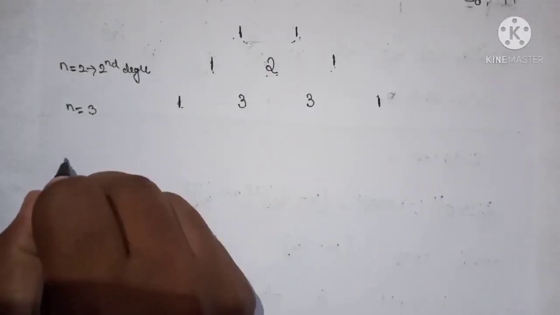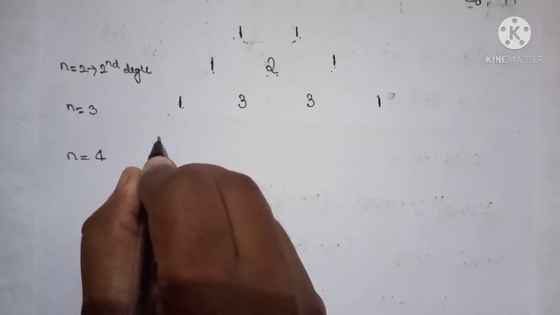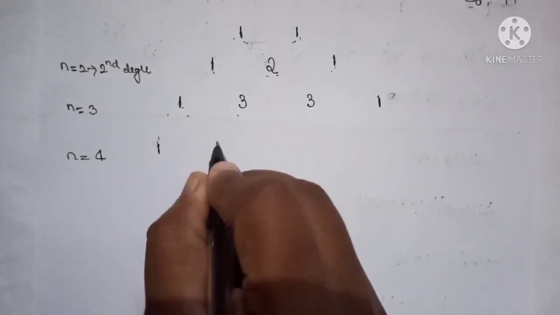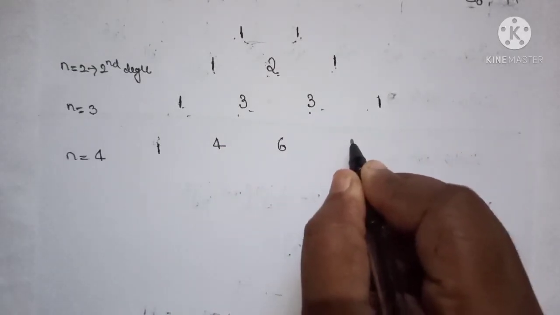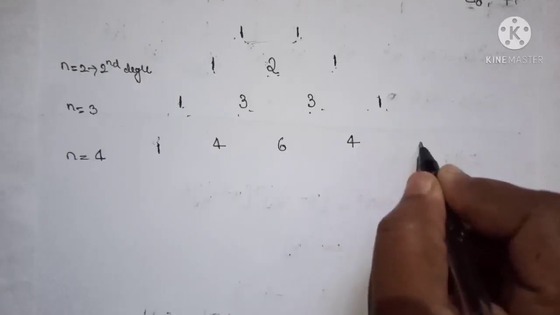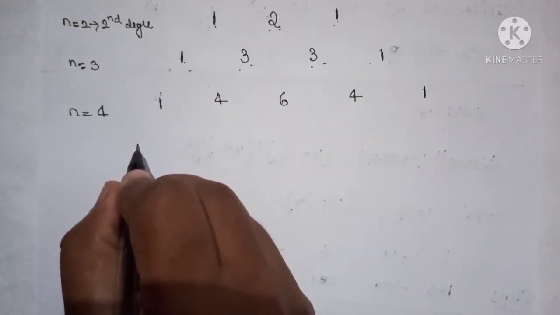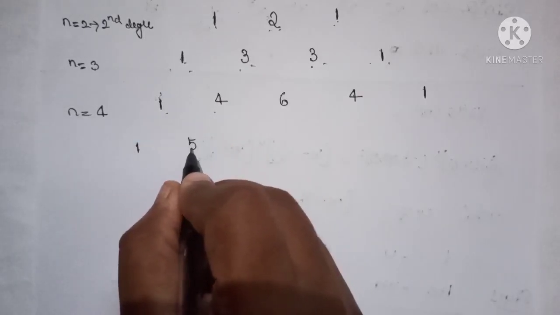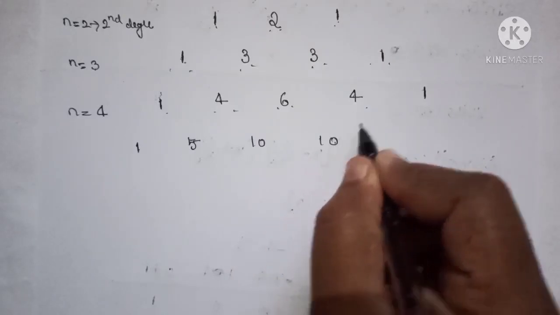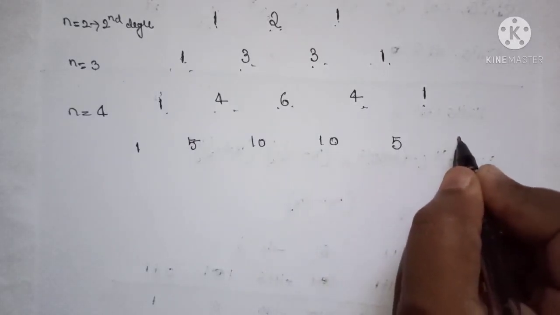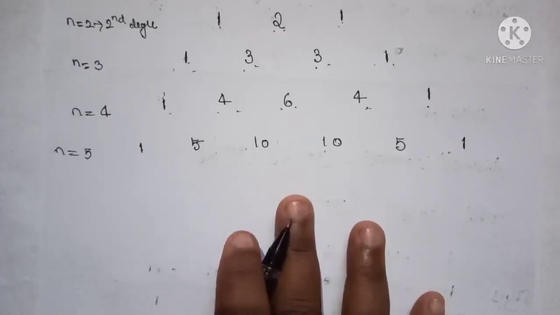For n equal to 4, we write again 1 as it is. 1 plus 3 equals 4, 3 plus 3 equals 6, 3 plus 1 equals 4, and 1 as it is. Next, 1 as it is. 1 plus 4 is 5, 4 plus 6 is 10, 6 plus 4 is 10, 4 plus 1 is 5, and 1 as it is. This is for n equal to 5, that is for the fifth degree.